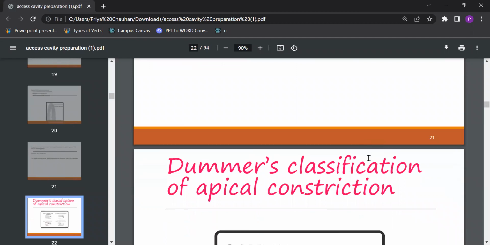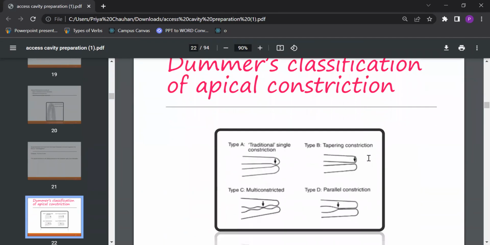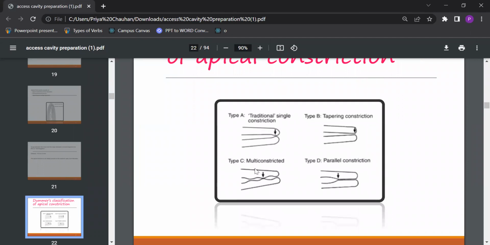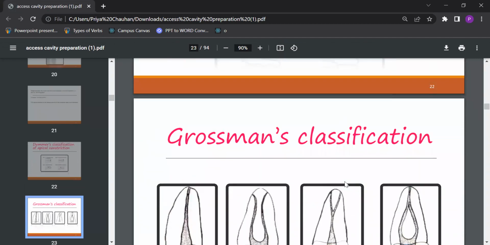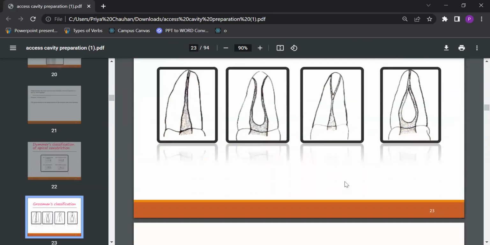Next is Dummer classification of apical constriction. So type A, type B, type C, type D. Type A में क्या होता है? It is a traditional single constriction. This one, सिर्फ single constriction present है. Type B में tapering constriction. देखो ये taper होके जा रहा है पूरा. Next is type C. Multi-constriction, देखो जगह जगह दिख रहा है constricted area दिख रहा है. सिंगल में सिर्फ एक ही जगह है. टाइप D में क्या है, parallel constriction, बिल्कुल parallel. सिंपल सी. Next is Weine's classification. सीधा डायग्राम.